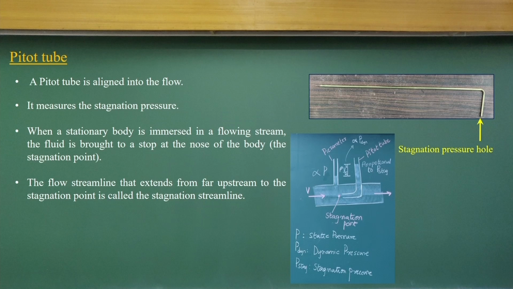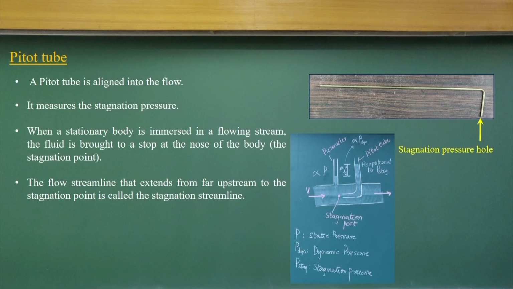Basically it measures the stagnation pressure, which has both components, and if you have the piezometers then you can differentiate it and find the dynamic pressure, and once you know the dynamic pressure, you can compute the velocity. The flow streamline that extends from upstream to the stagnation point is called the stagnation streamline. Basically these streamlines just come and hit the mouth, the pinpoint of this hole. This is what the pitot tube is, not a big instrument.